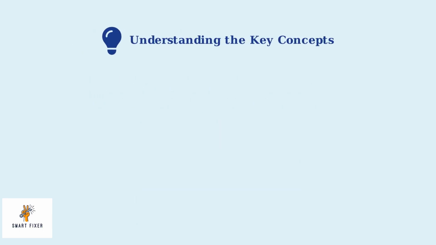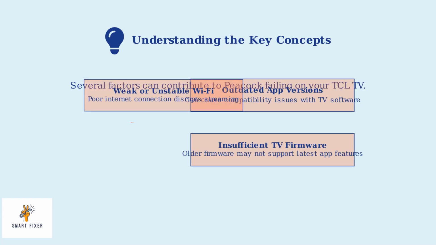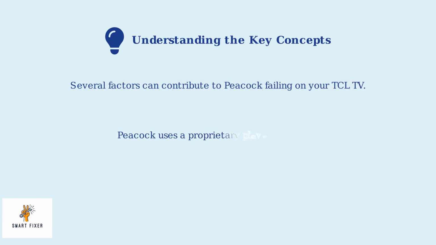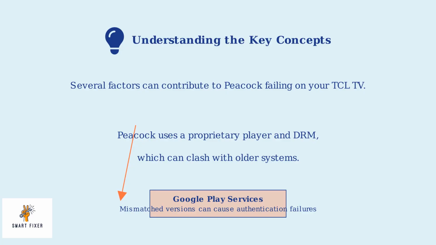Several factors can contribute to Peacock failing on your TCL TV. These include outdated app versions, insufficient TV firmware, a weak or unstable Wi-Fi connection, and limited RAM on your TV. Peacock uses a proprietary player and DRM, which can clash with older systems. Mismatched Google Play services on Android TVs can also cause authentication failures.